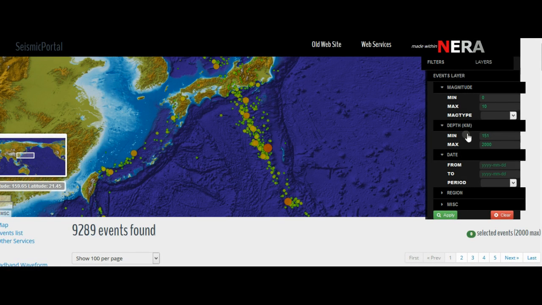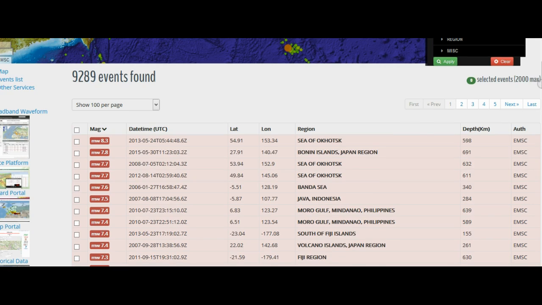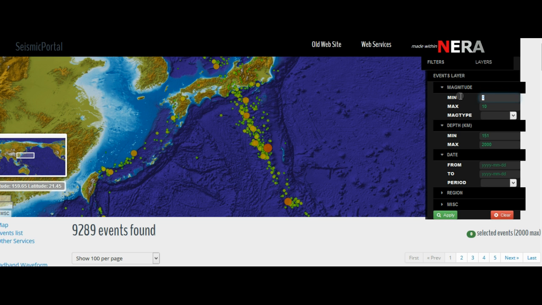All right, so I did a little digging into today's earthquake in Japan. This is all magnitudes, depth of 151 kilometers and higher. So there's 9,289 of those. And of this is the second strongest. It was an 8.3 in the Sea of Okhotsk, but that was only 500 and change kilometers.